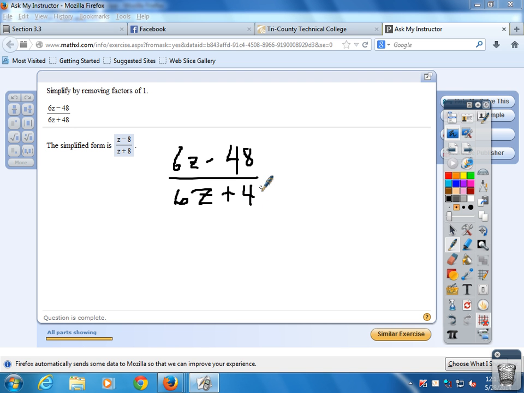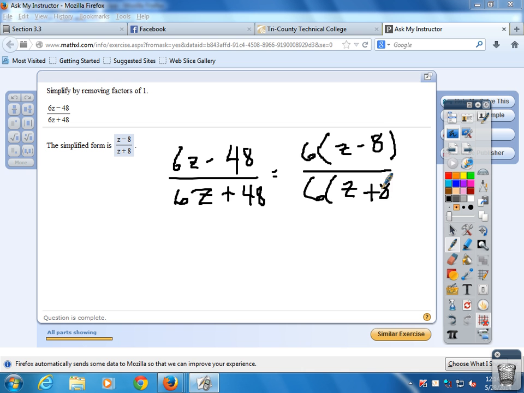We got two binomials, don't we? What's the flag for binomials? Factor out a common term or shortcut. So let's factor out a common term. What's the common term? 6. Dang old 6. And I leave z minus what? 8? Over 6z plus 8.